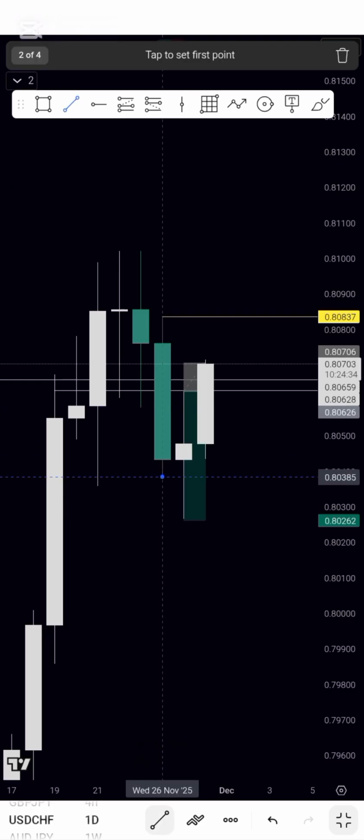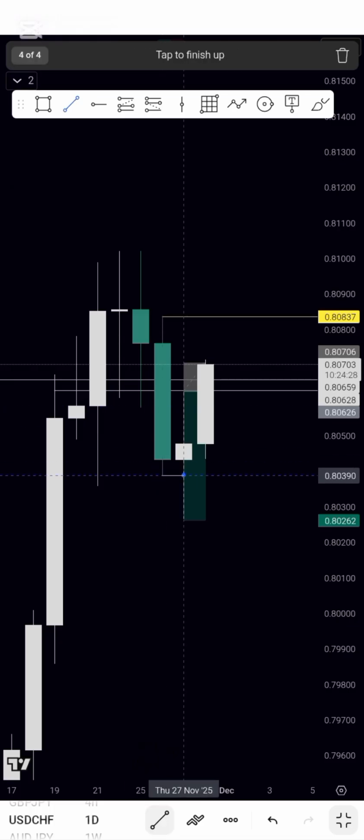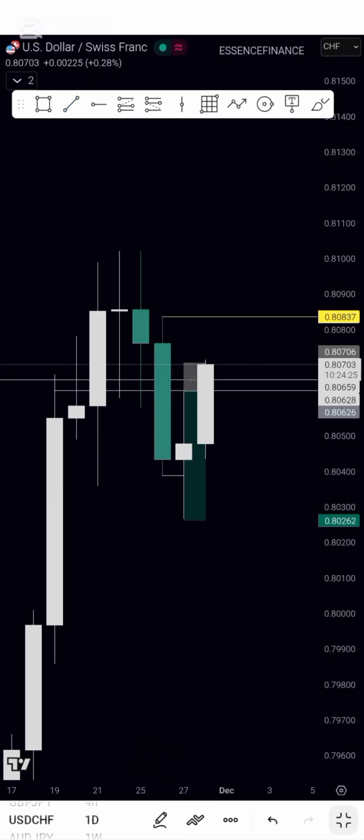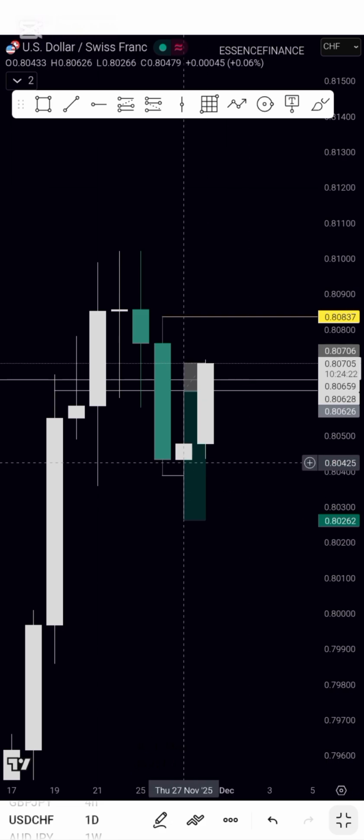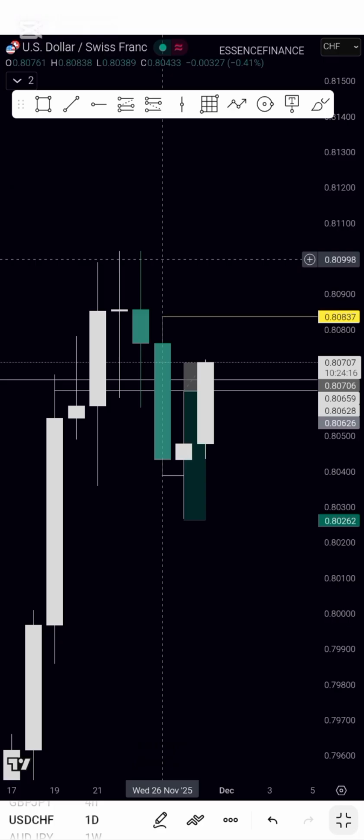So this is what happened here. Price, this is a CRT. Oh my god, this is a CRT. Price swept the previous daily candle low and then closed inside. So what price will be doing now is going to come for these highs right here, or possibly all of these highs here.